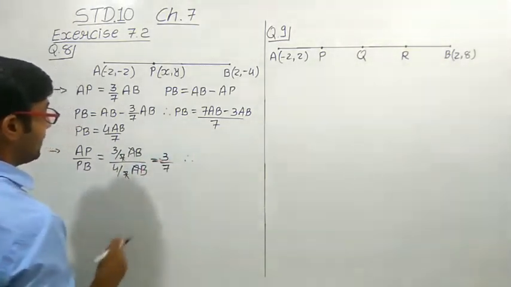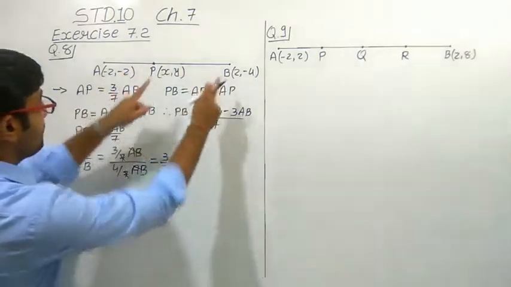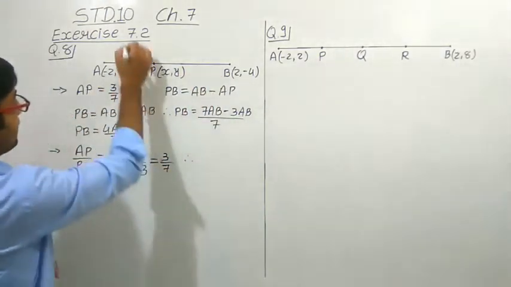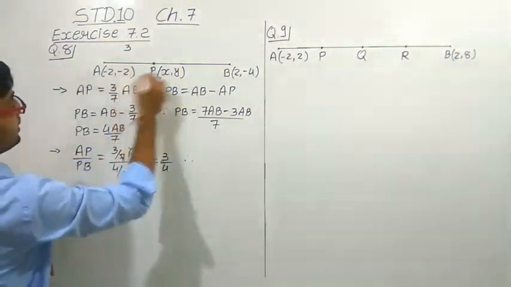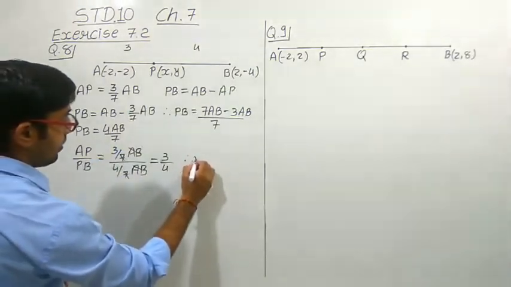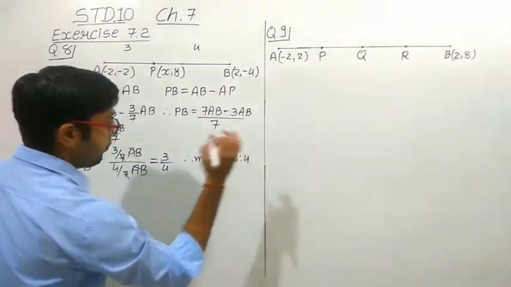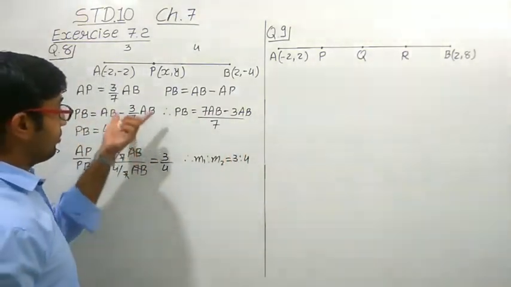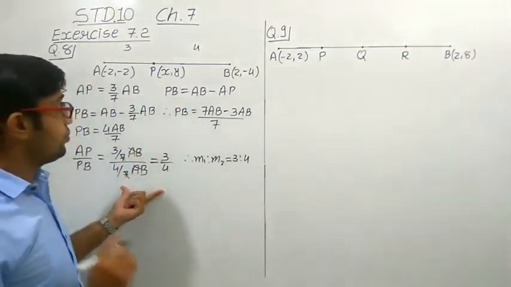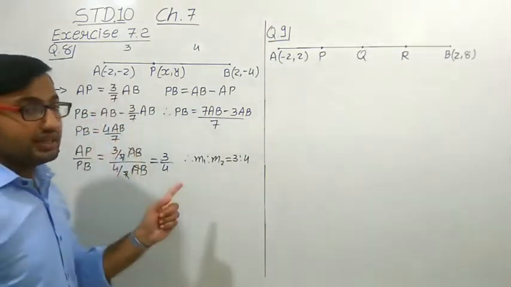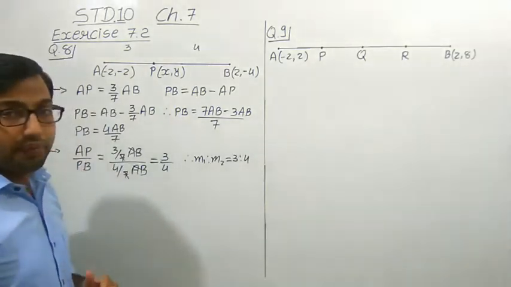So now we can say that the ratio AP to PB is 3 is to 4. So this ratio is 3, this is 4. So we can write m1 is to m2 is equal to 3 is to 4. See, the ratio is not given directly. We have to find out the ratio. So do not make a mistake here. Do not take this 3 as m1 and this 7 as m2. Right? First of all, observe what is given, then only apply the formula.